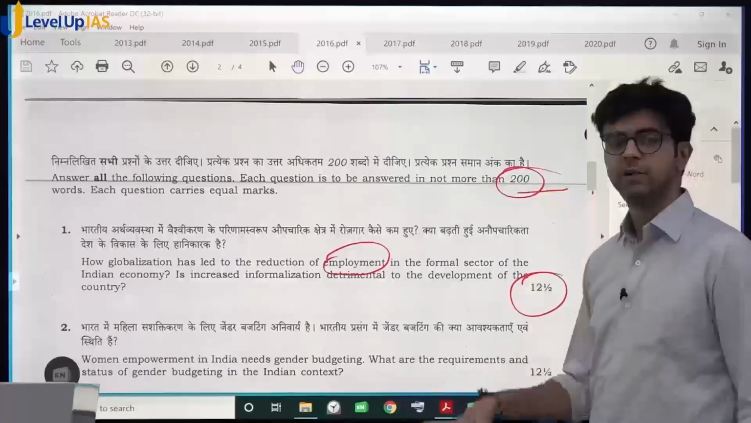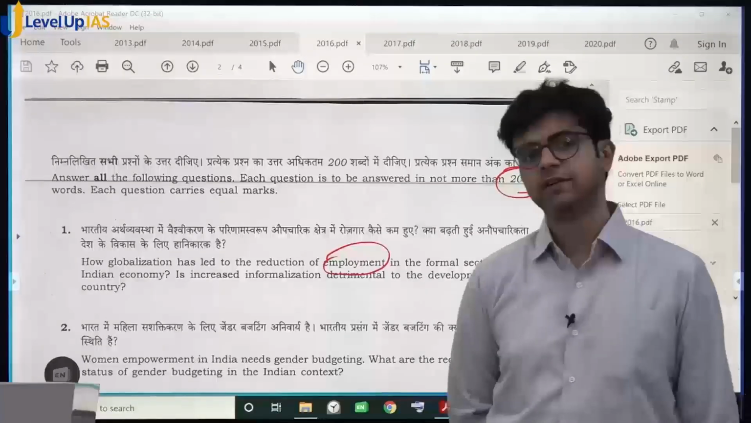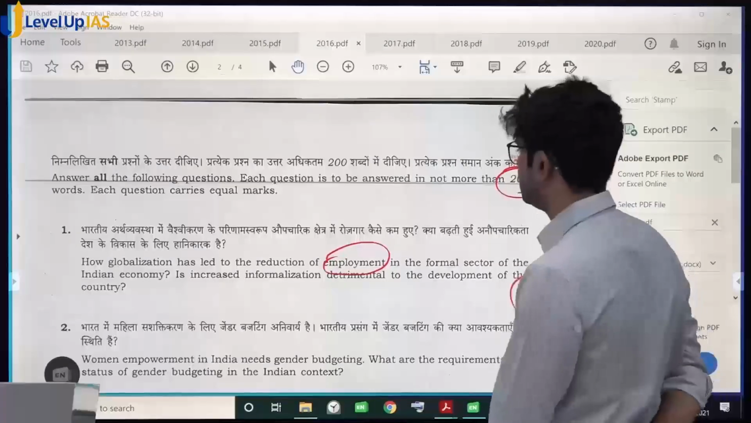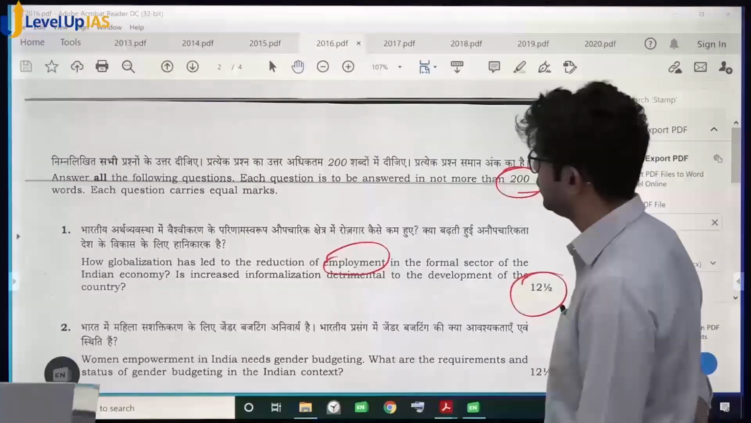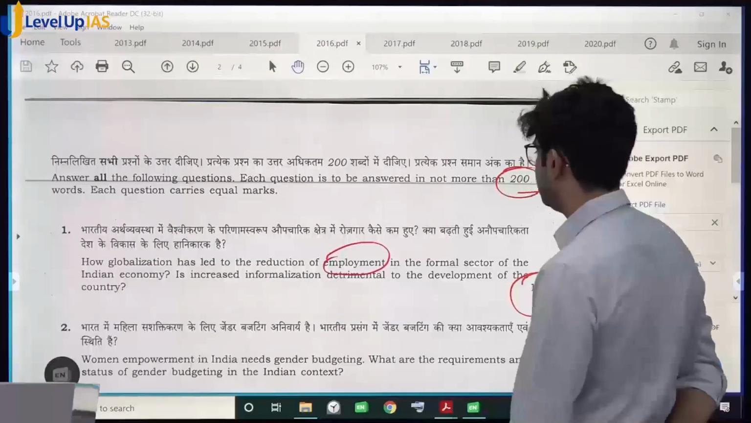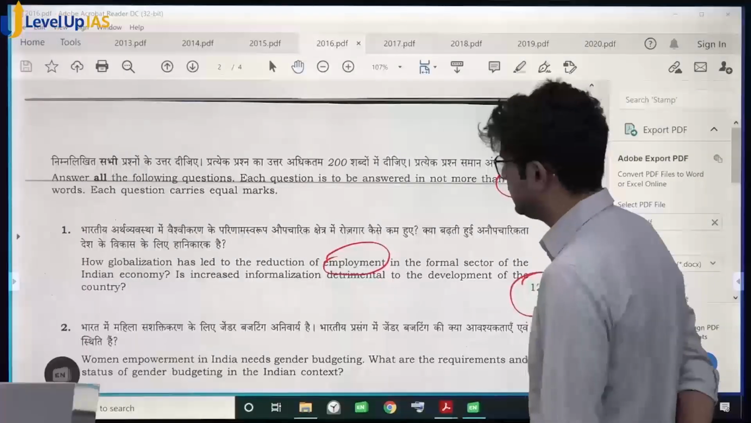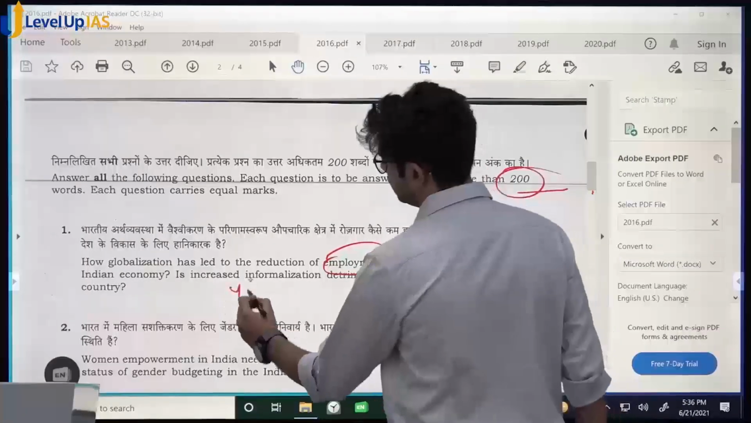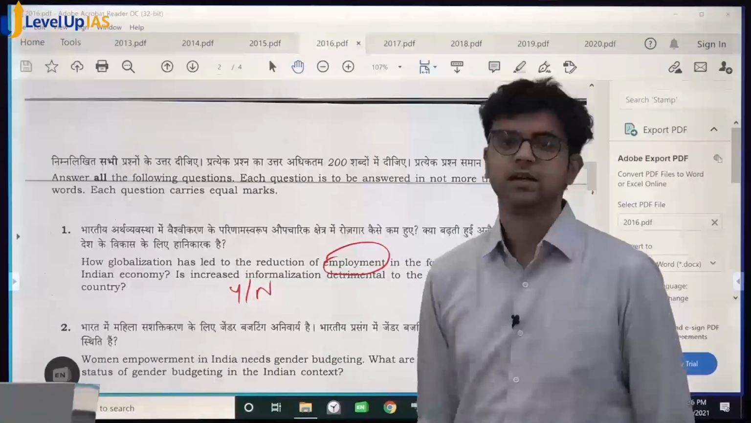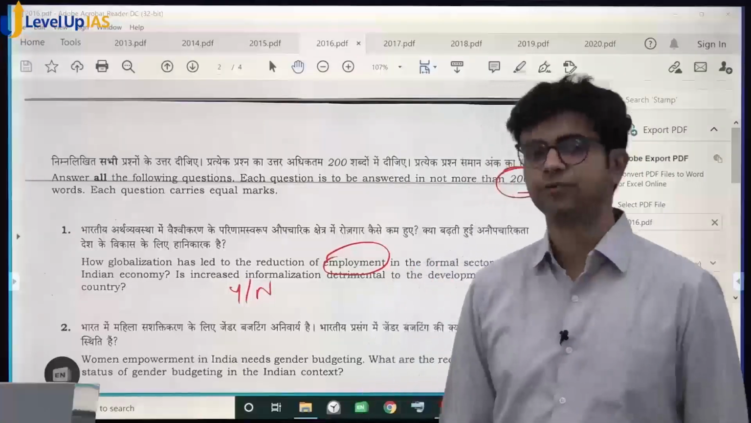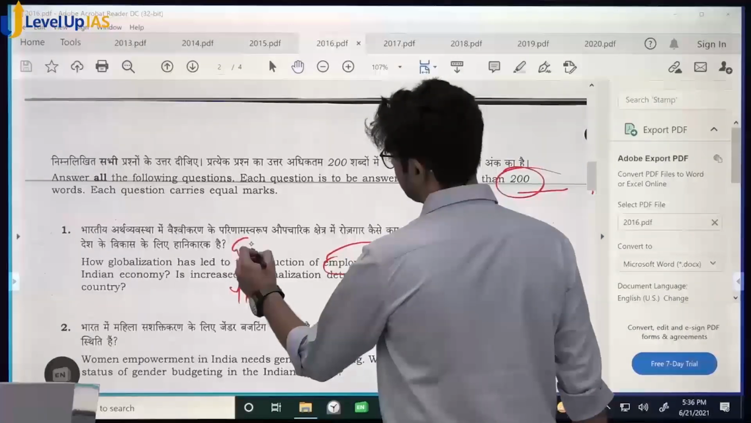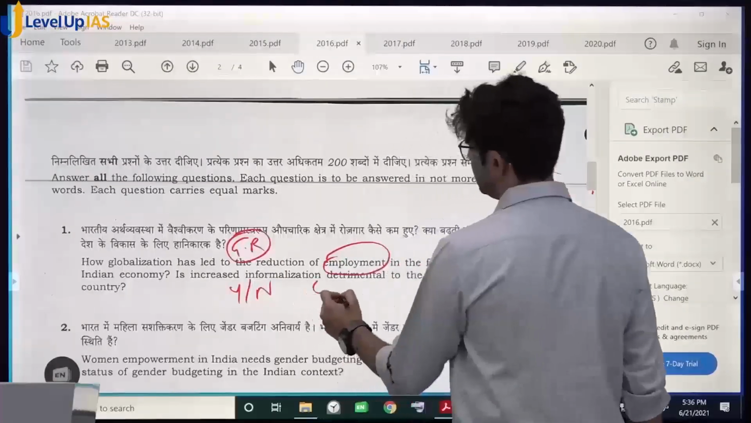Now what do you think? What would be the weightage of marks for these two parts? Are there any other parts? No, I don't think there are, only two parts. How globalization has led, give reasons, and is increased informalization detrimental to the development? Yes, no. So here you have to write yes, no. Can you leave it after writing yes or no? No, you have to give reasons. So here also give reasons. Give reasons in the first part, give reasons in the second part.